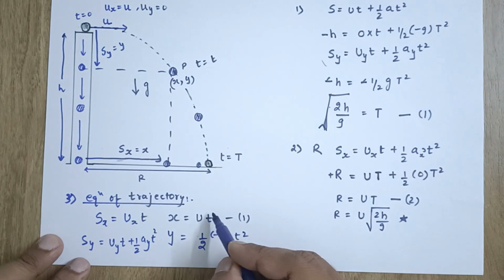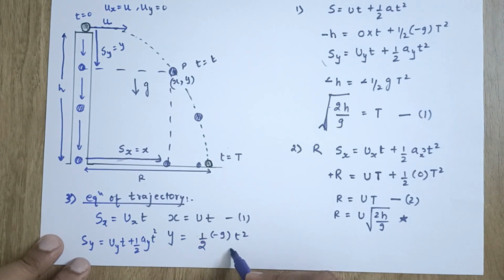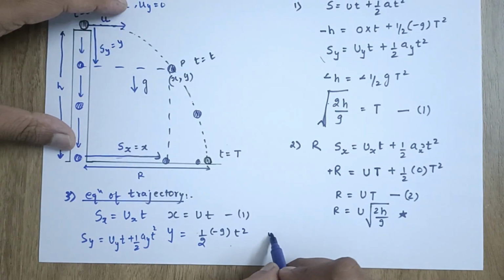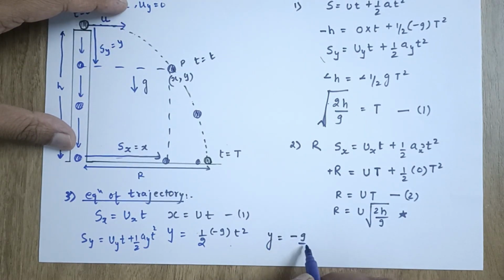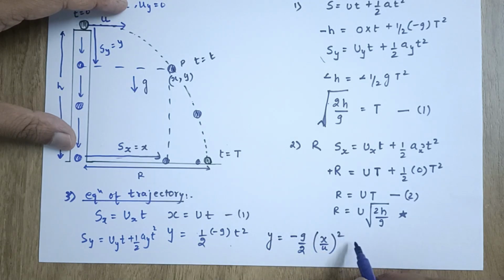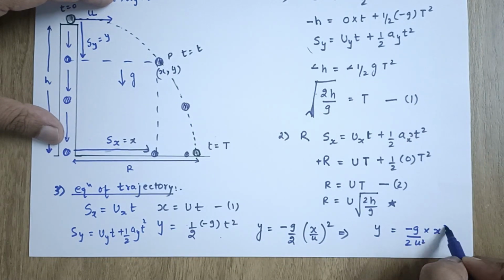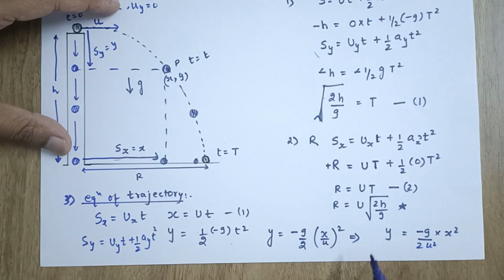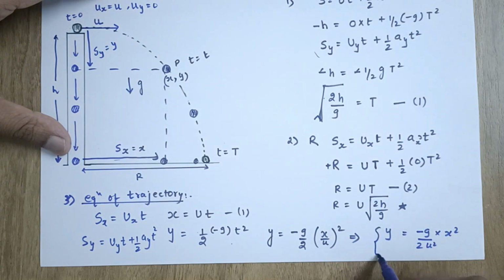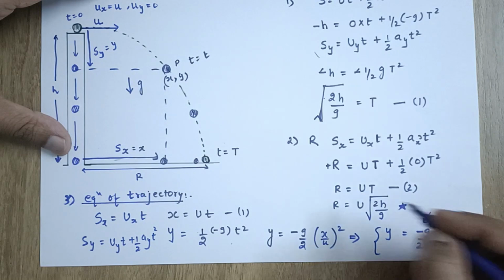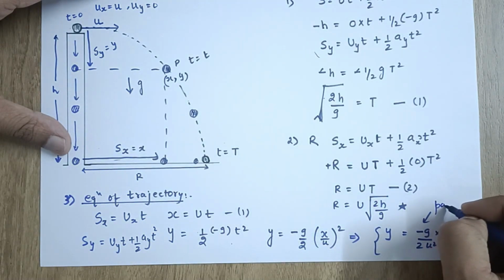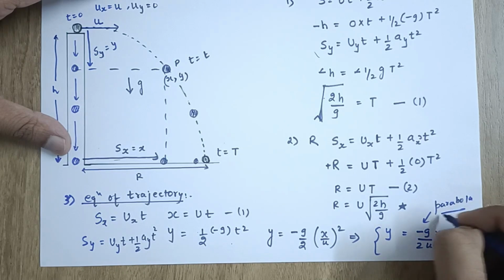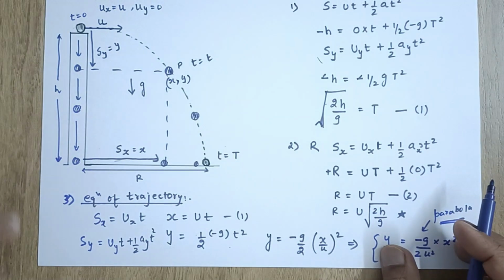Okay, now what I am going to do is find out the value of time from here and substitute here. So our equation becomes y is equal to minus g by 2, now t is x by u, square. So what do we get? y is equal to minus g by 2u square times x square. Now you can very well see, guys, that this is not an equation of a straight line. This is an equation of a parabola, right? So our path is parabolic and the trajectory is parabolic in nature.